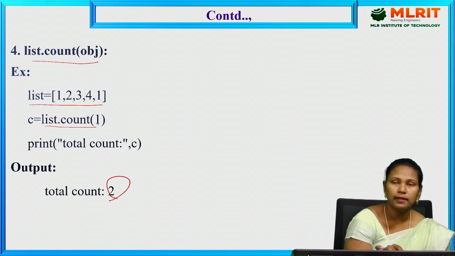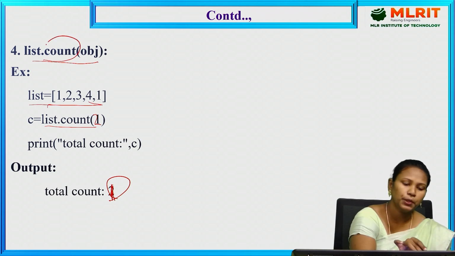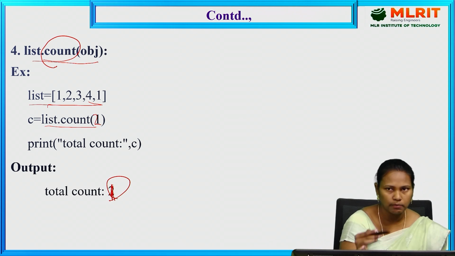So we are checking the 1. For example, if you give 2, the occurrences are 1. For 3 it is 1, for 4 it is 1. Only 1 is repeated 2 times. The count is used to give how many times a particular object is repeated in the list.